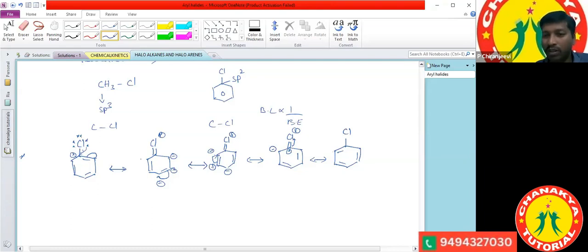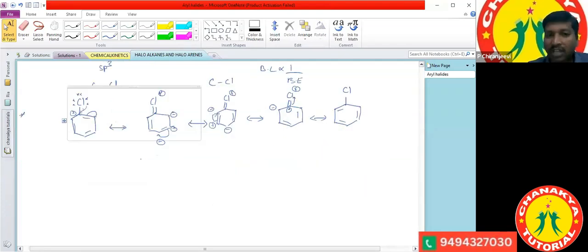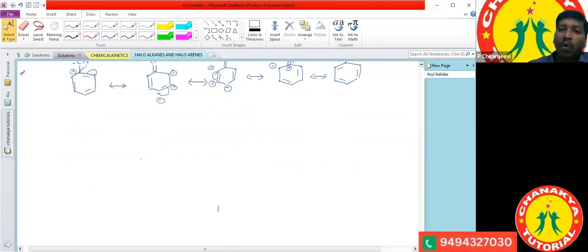And one more reason. First I'll complete the nucleophilic substitution reaction here. Generally haloarenes are less reactive towards the nucleophilic substitution reaction. But when the number of electron withdrawing groups increases on the benzene ring, the reactivity of the nucleophilic substitution reaction also increases.